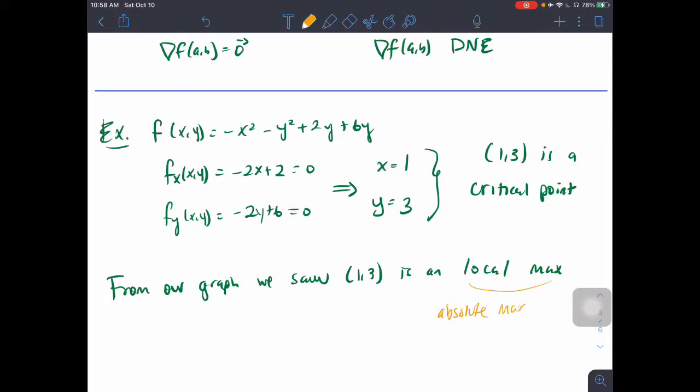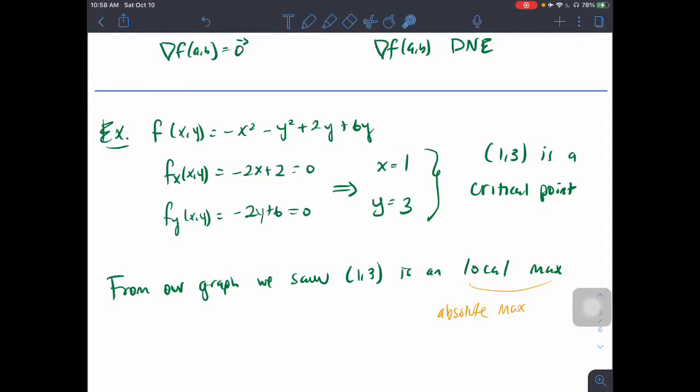Absolute max. But we only knew these results because of the graph, okay? This is just algebra showing us where we could possibly have that happen, and it's at a critical point, and it turns out that it was a local max at the point. So this process is going to help us figure out where we can have possible maximums or minimums, or as we saw earlier, saddle points, which I'll talk about later.